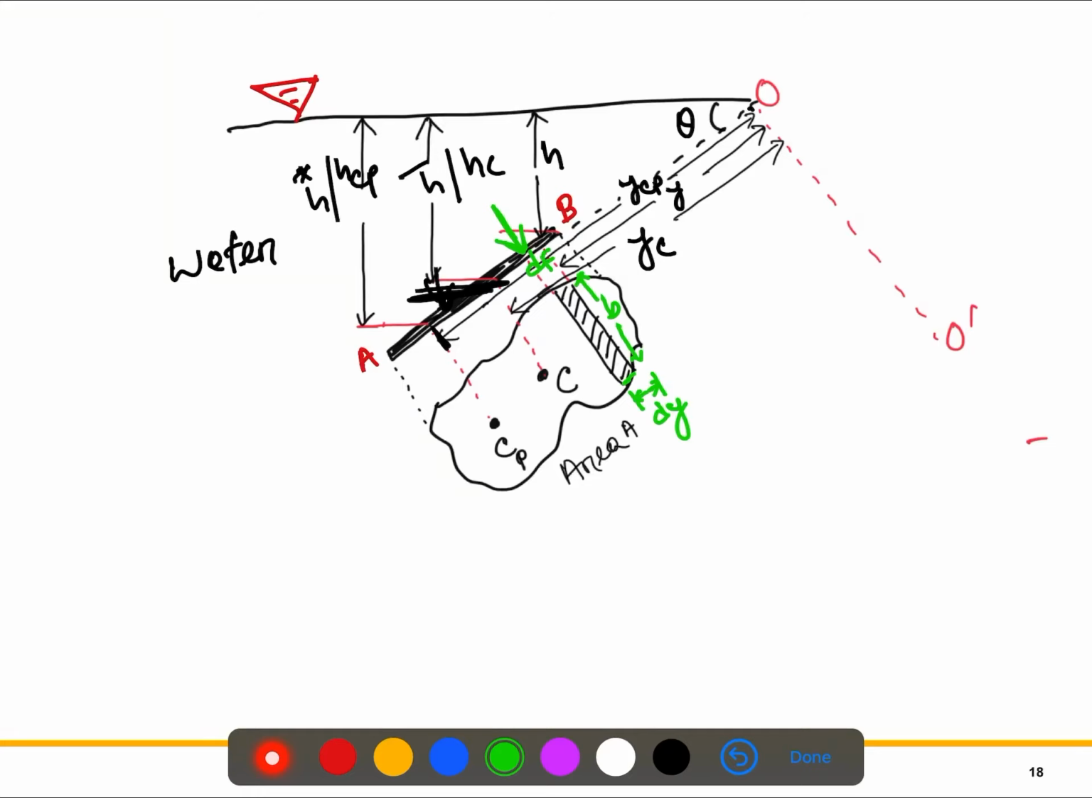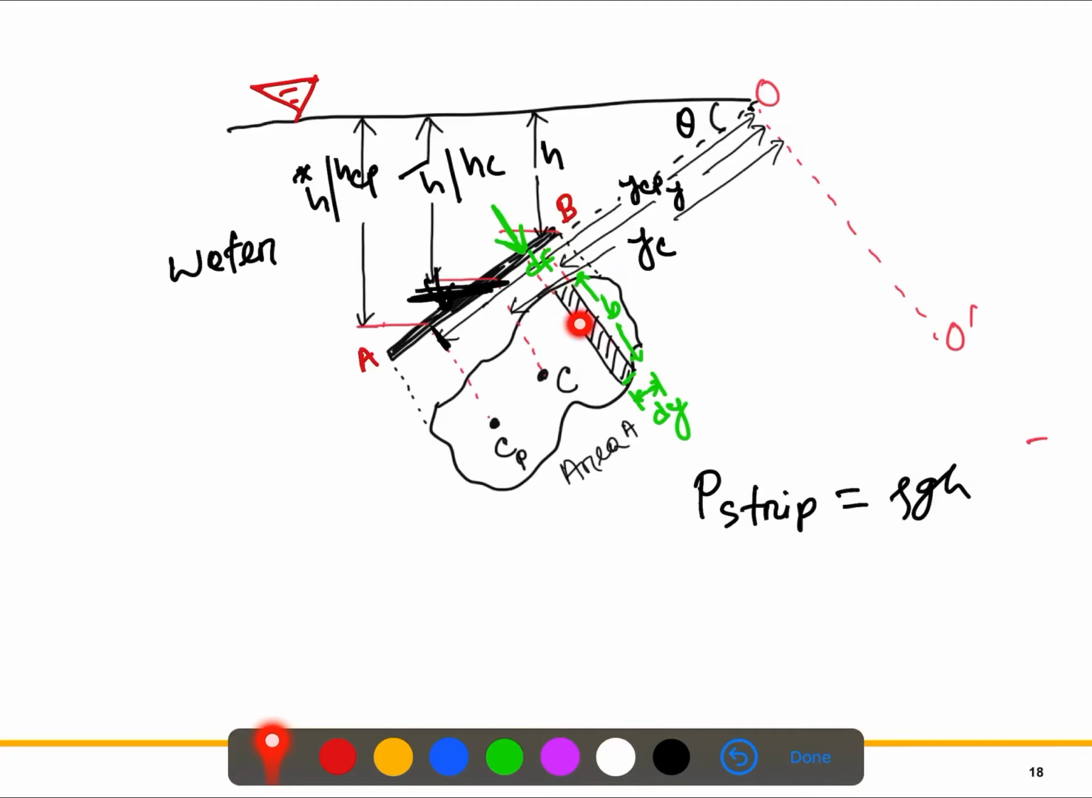Okay, so when we are talking about this strip, the pressure, you can see here the distance of this strip, we said it is h. So we can write the pressure on this strip as rho g h. We know this formula from earlier, so the pressure on the strip is rho g h.